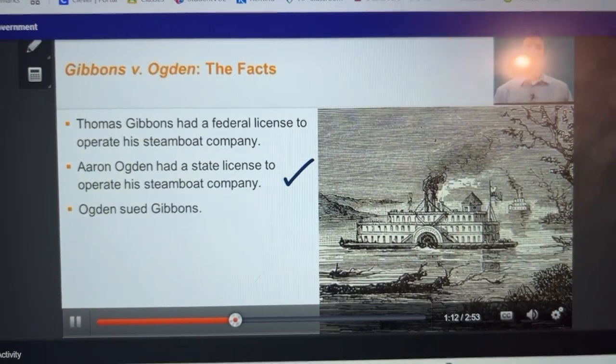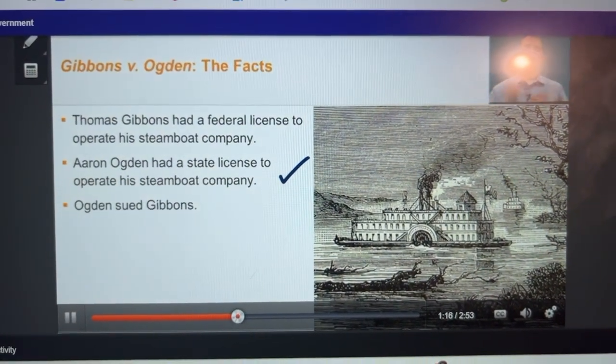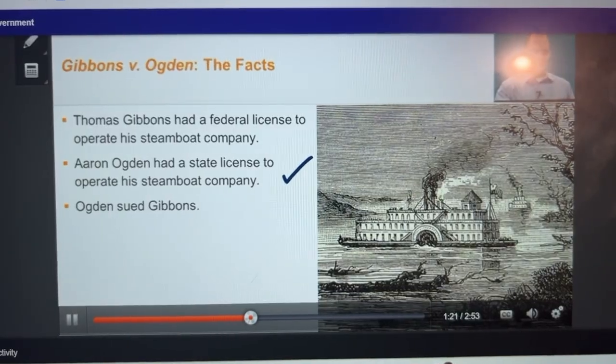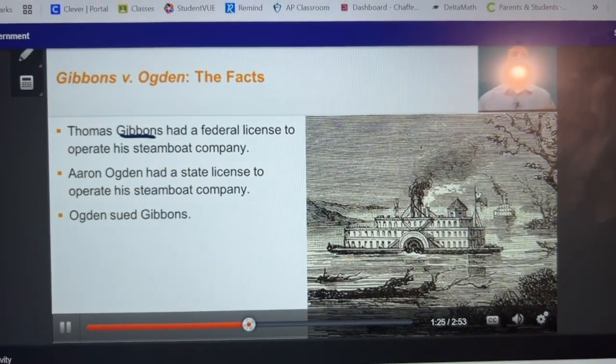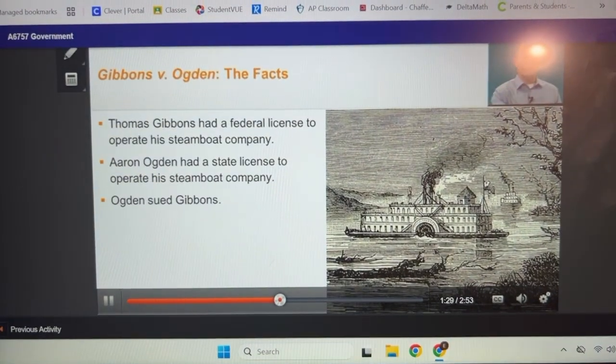Now, Ogden, this man right here, had a monopoly along the river, meaning he controlled all the ships and he controlled all the passages that went along this river. So he saw Gibbons as trying to encroach on his monopoly, on his turf, and take away his side of the money. So because of that, Ogden sued Gibbons.